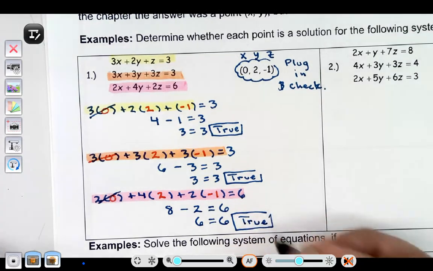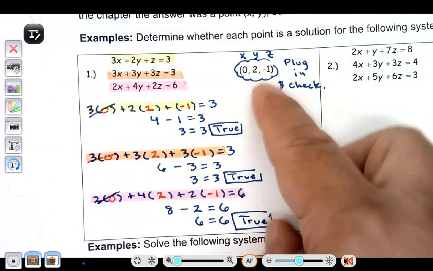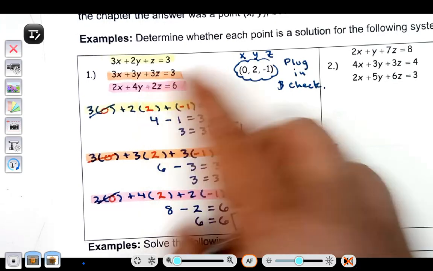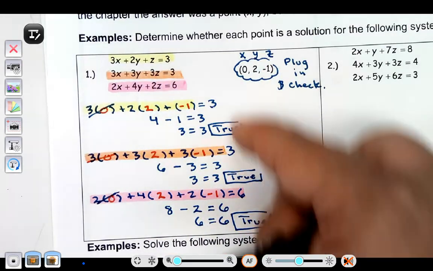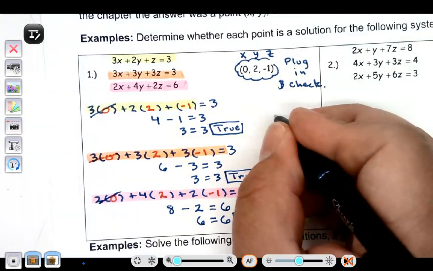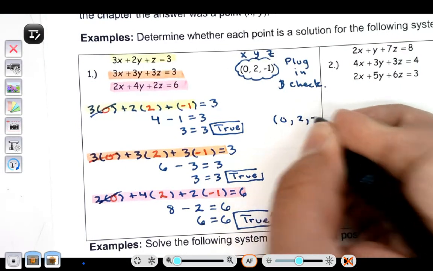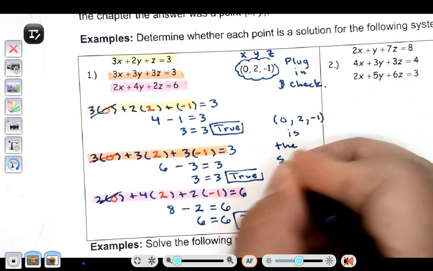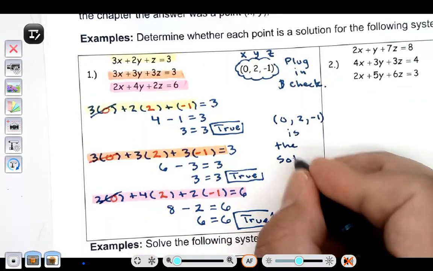So the question asked, is that the point where all three of these lines are going to intersect? And the answer is yes. The fact that we have three true statements means that (0, 2, -1) is the solution to that system right there.